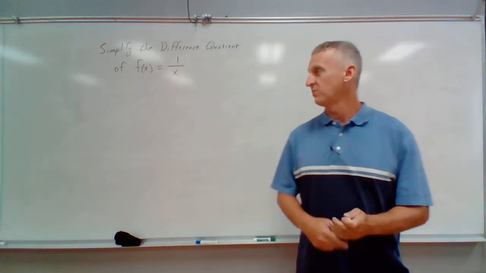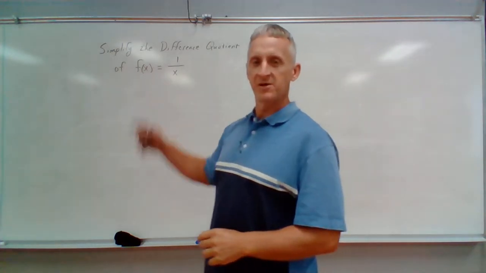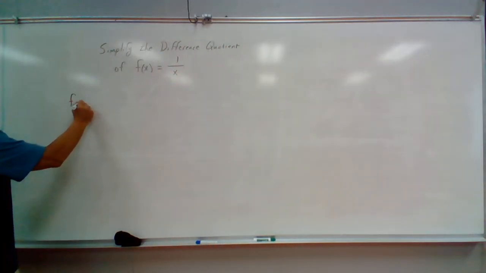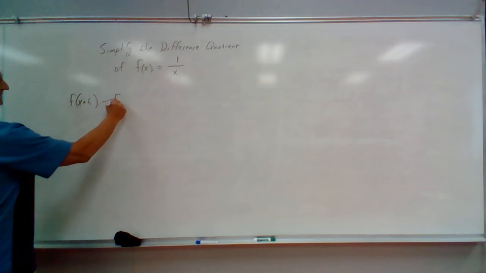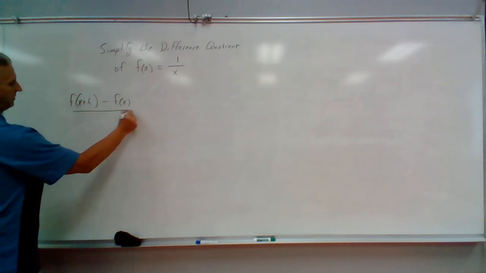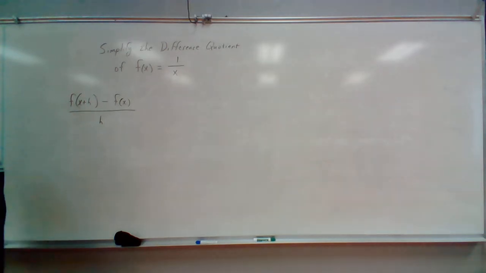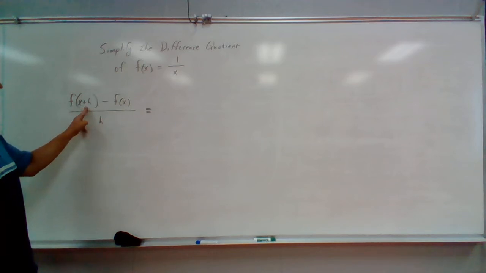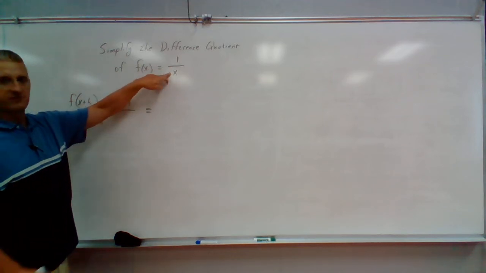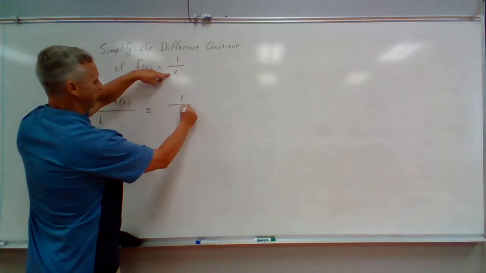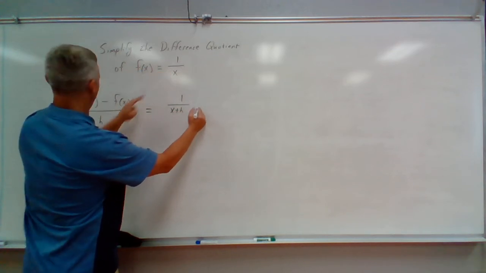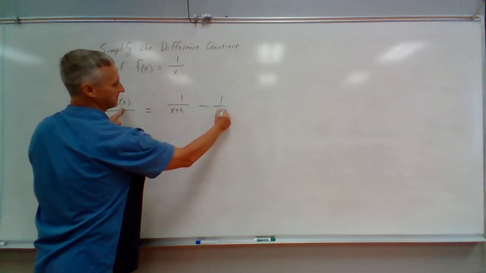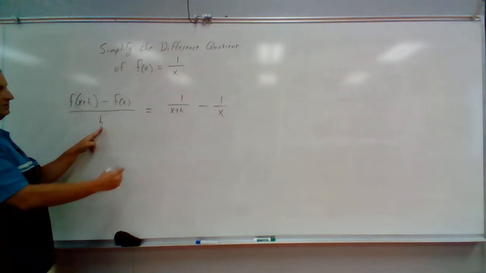Okay, let's try another example with the difference quotient. So this time our function is 1 over x. So the difference quotient is f of x plus h minus f of x all over h. For this function, f of x plus h would be 1 over x plus h minus f of x, which is just 1 over x. And that's all over h.